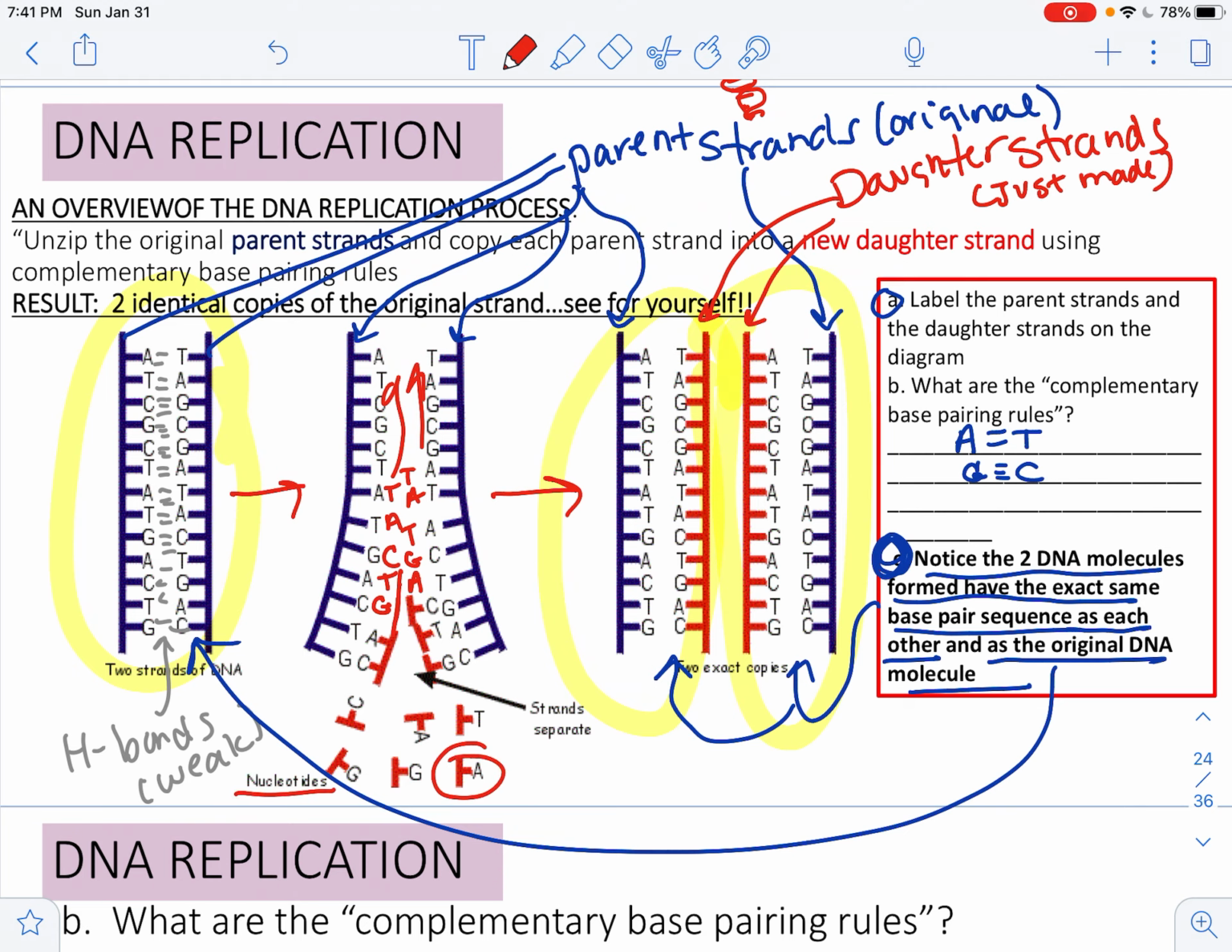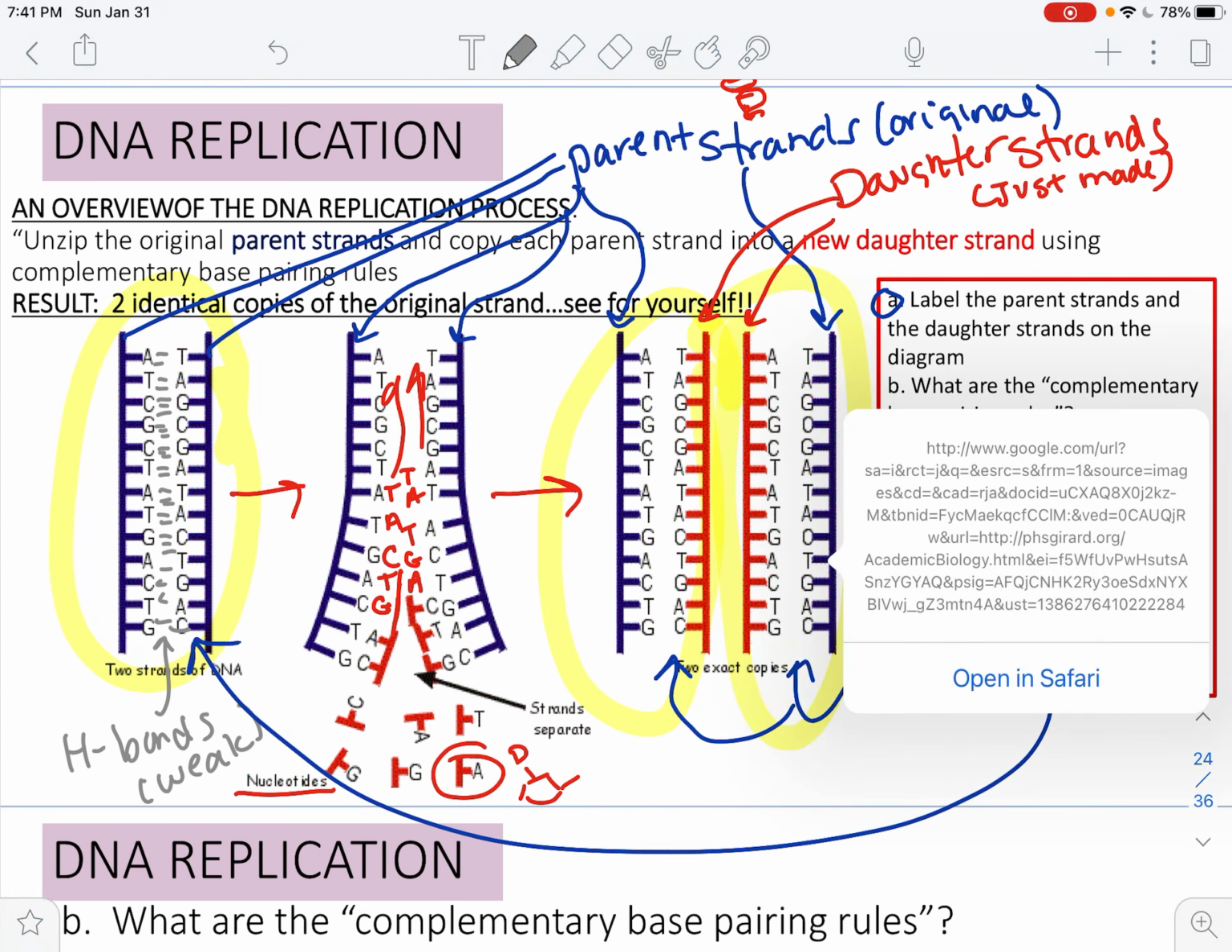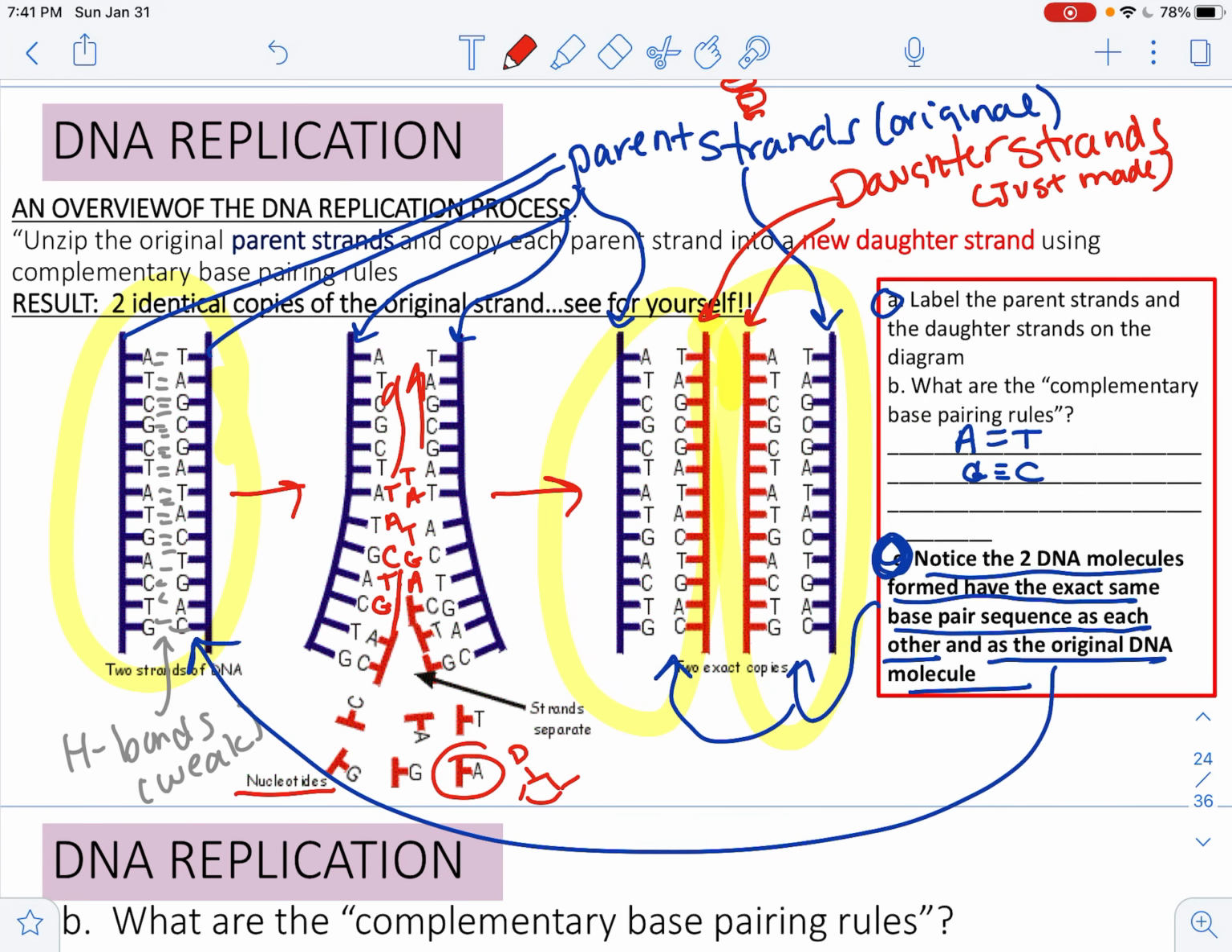Remember, a nucleotide is a sugar and a phosphate and a base, like A. So that's a nucleotide: sugar, phosphate, base. That's what this is simplifying.